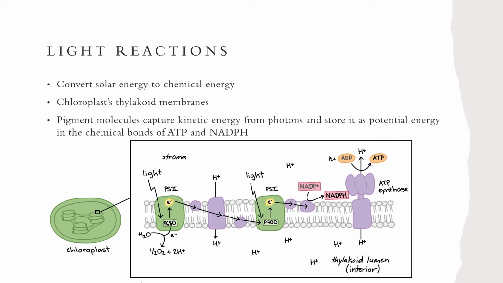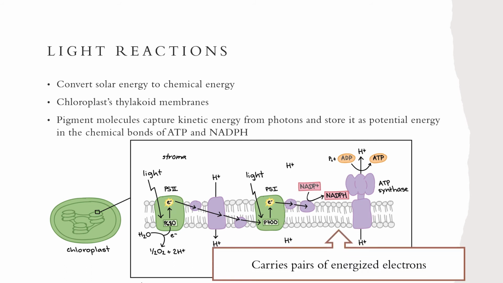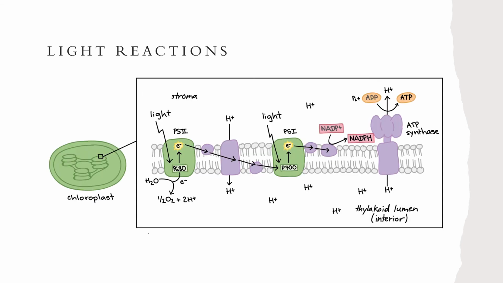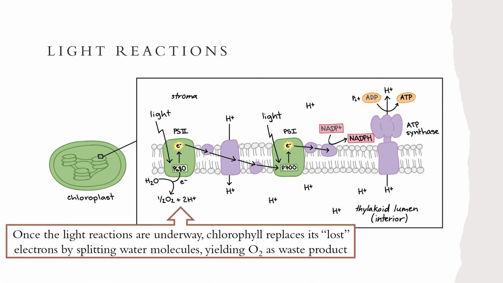The other energy-rich product of the light reactions is NADPH. NADPH is a molecule that carries pairs of energized electrons. In photosynthesis, these electrons come from one of the two reaction center chlorophyll molecules. Once the light reactions are underway, chlorophyll in turn replaces its lost electrons by splitting water molecules, yielding O2 as its waste product.